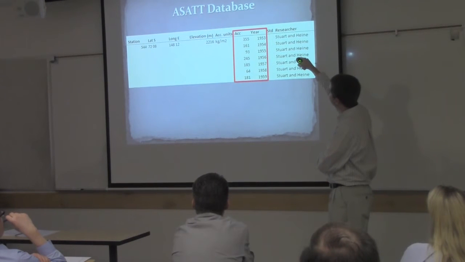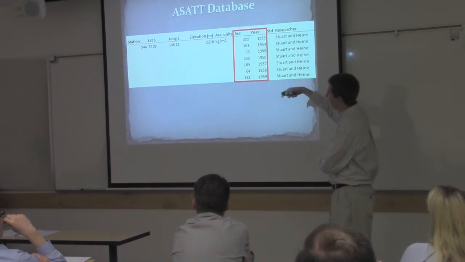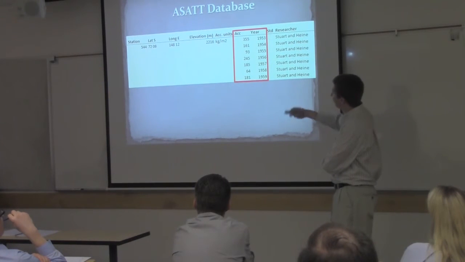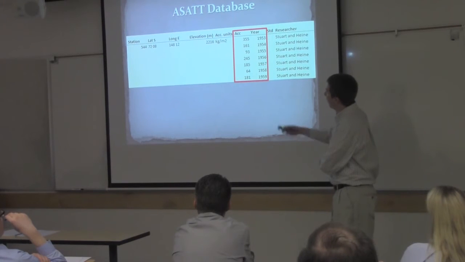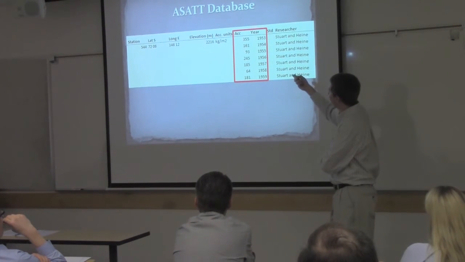So we see in 1953, we had 353 snow water equivalents of snow deposited. 1954, 161. 1955, 93 at this location. So now, instead of having one average from 1953 to 1959, we have 150. Now we see the step-by-step changes.